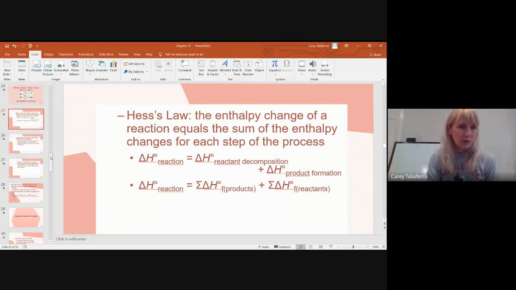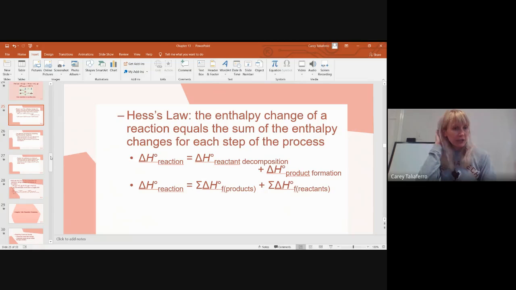All right, now there's one law that we need to talk about, which is Hess's law. Now, it doesn't matter if you're using combustion or formation, you're going to use Hess's law, which is the enthalpy change of reaction equals taking all the enthalpy changes for each step of the process. So you take the delta heat of formation of the products, you add it to the heat of formation of the reactants, and that gives you Hess's law.